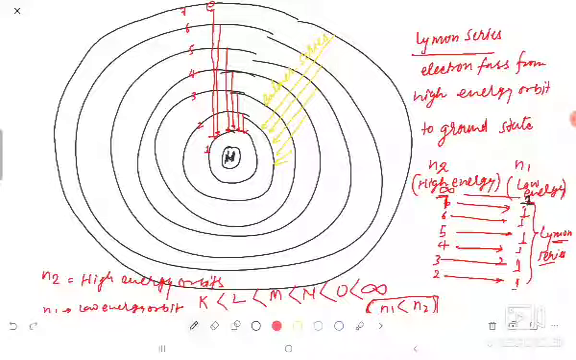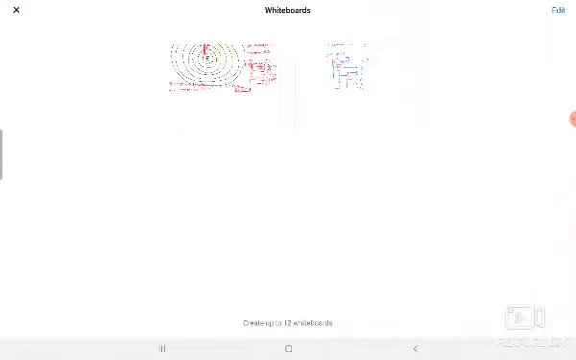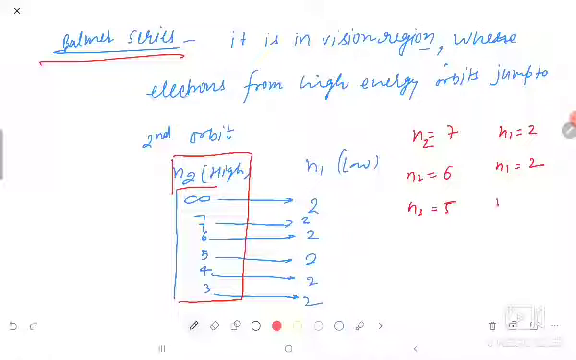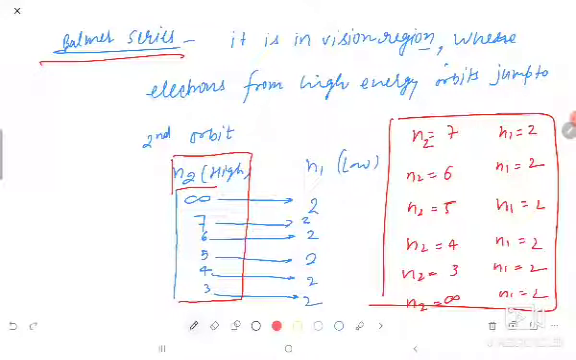So this is the point you are raising now. N2 can be 7. Here N2 means 7, so N1 will always be 2 in the case of the Balmer series. N2 can be 6, but N1 will always be 2. N2 can be 5, but N1 is again 2. N2 can be 4, but N1 is 2. N2 can be 3, but N1 is 2. N2 can be infinite, but N1 is 2. Now is it clear to you? Okay.